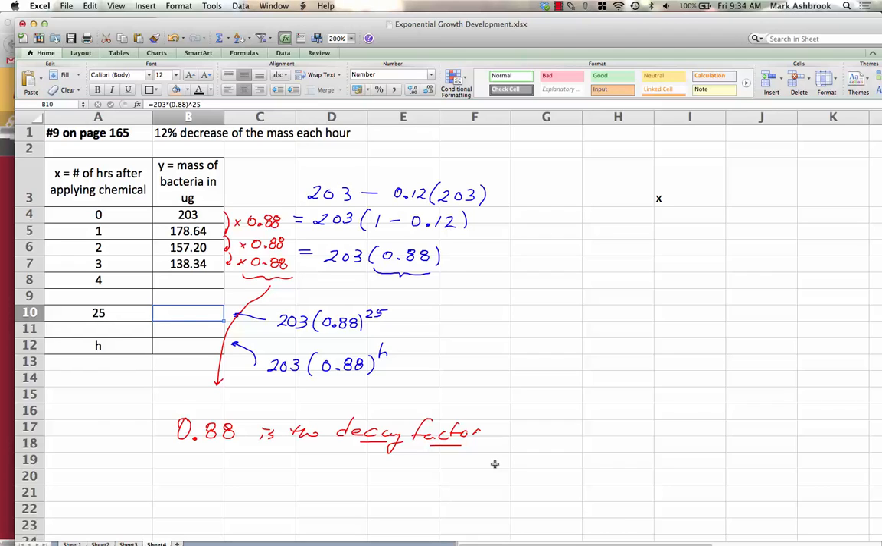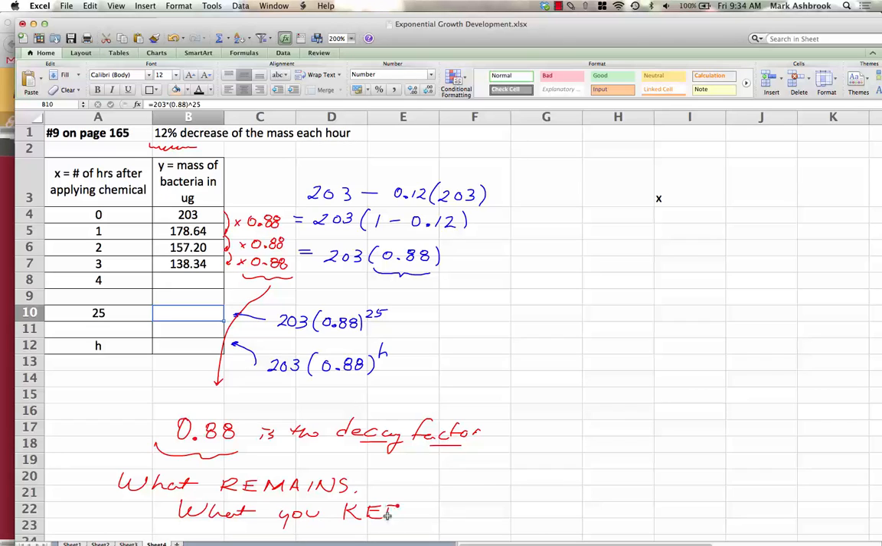How much is it decreasing by? 12%. So the 0.88 is what remains. Or what you keep. This is important. A decay factor, because you've got these two different things. You've got the amount of decrease and the amount that you save. So with 12% decrease, what remains is 88% from before. And that's what you see in the decay factor. When you look at the decay factor, you're looking at the portion that you keep.